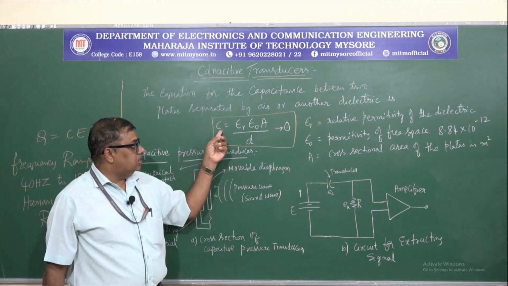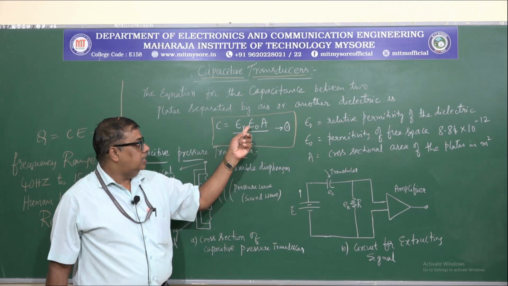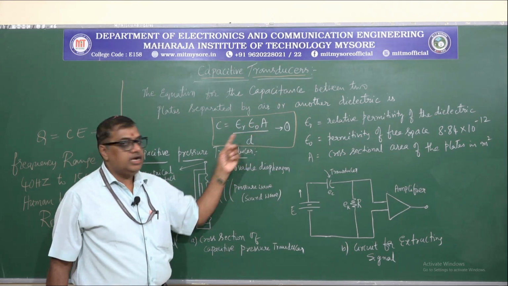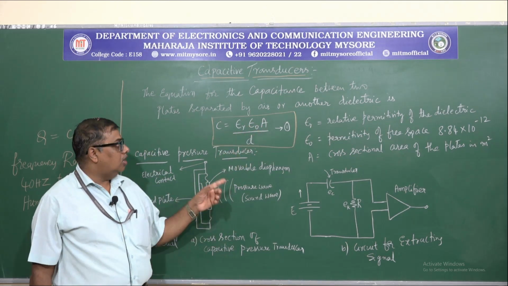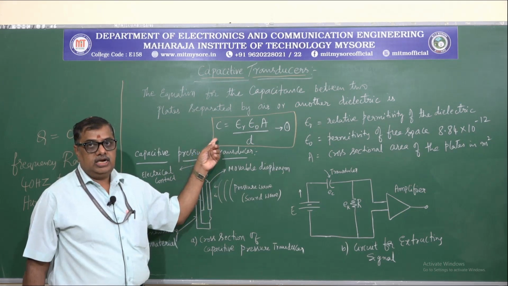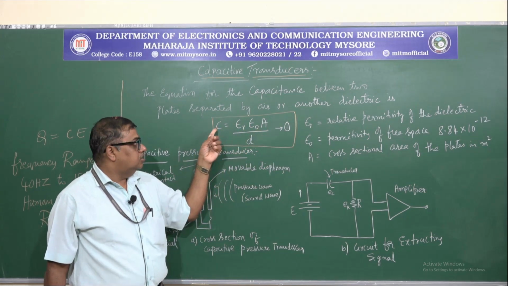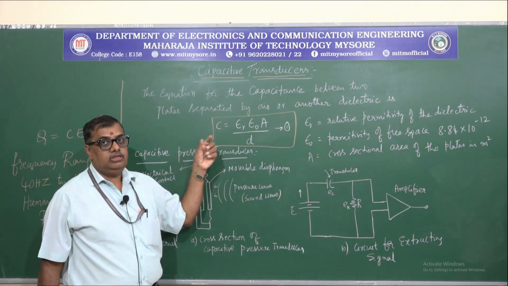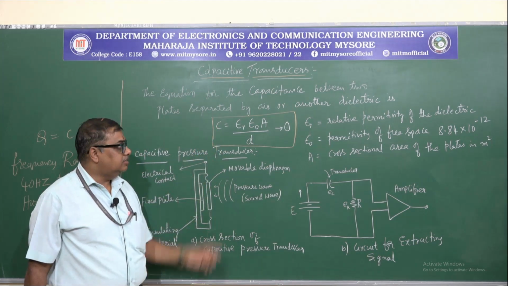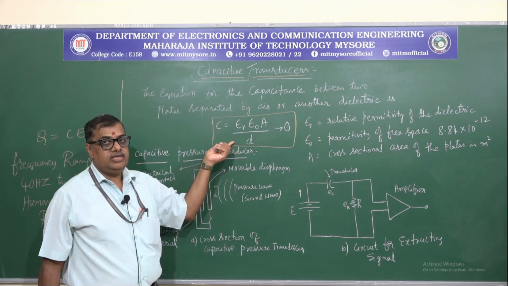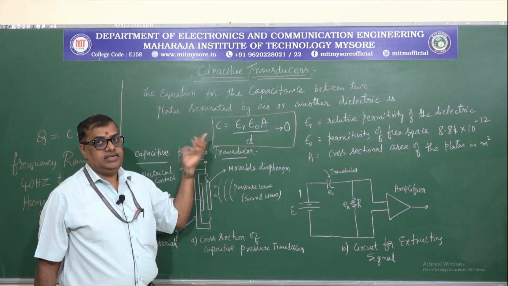So, capacitance is equal to epsilon r into epsilon naught into A divided by d. So, the capacitance is directly proportional to the area of the plates, and inversely proportional to the distance between the plates. This equation is called the capacitance of two parallel plates.